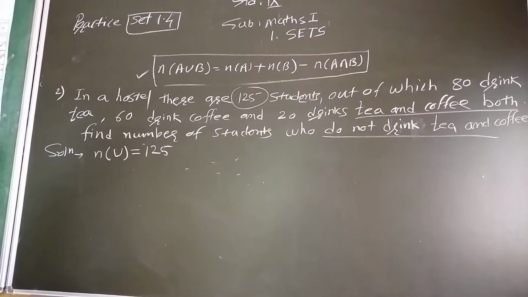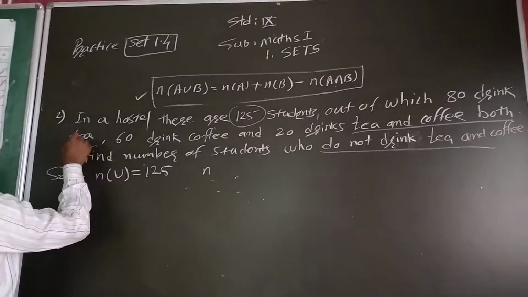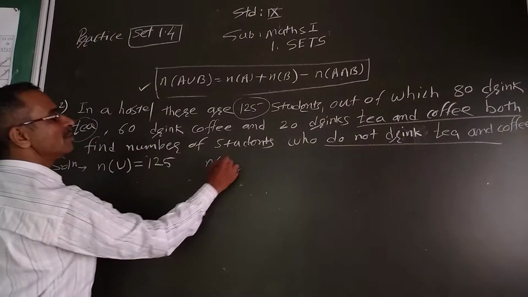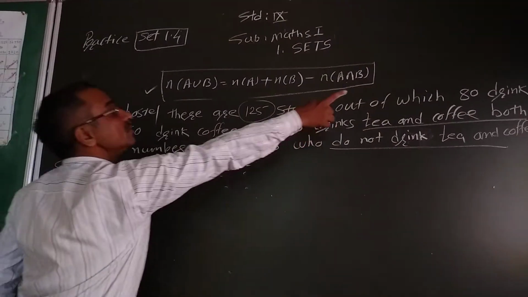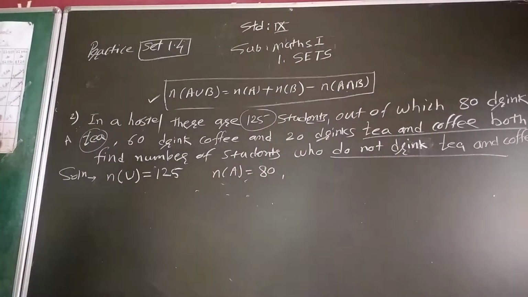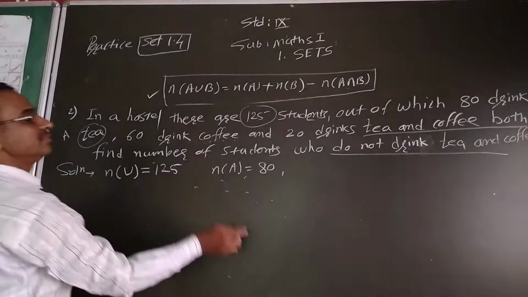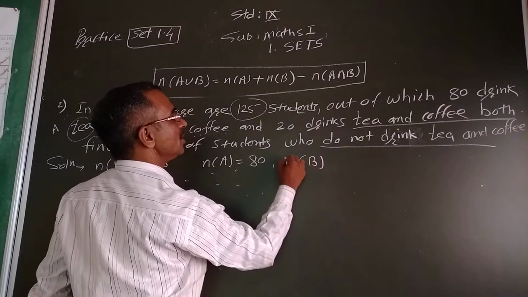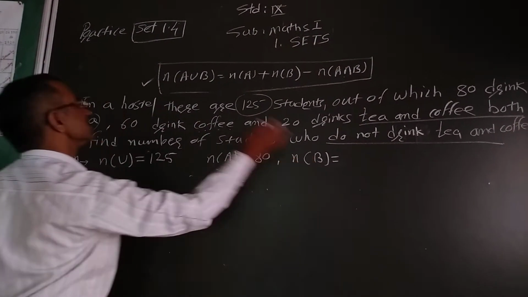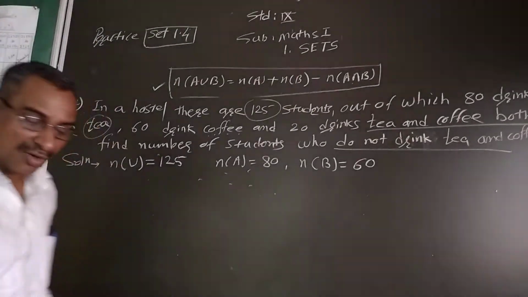Then 80 students drink tea, means we consider those students who are drinking the tea. That set is denoted by A. So number of elements in A is equal to how many students drink tea? 80. Then number of students who drink the coffee, this coffee set we denote by B. For coffee we are taking a set B. How many students? 60 students are drinking coffee.